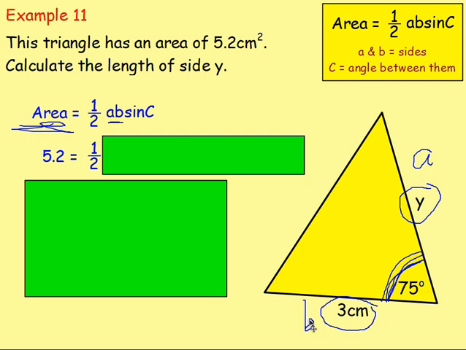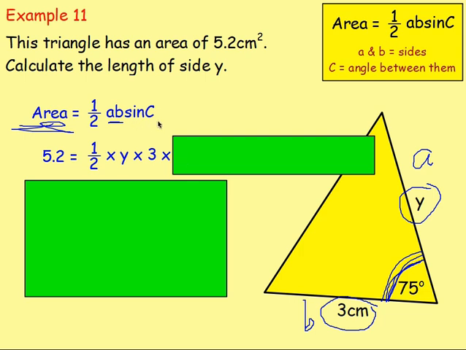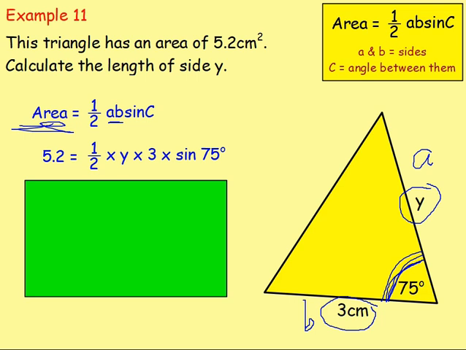Remember the A and the B, it doesn't matter which one's which. One of them in this formula will be replaced with 3, and the other one will be replaced with y. So we can say it's a half times y times 3 times sine of the angle between them. So it'll be times sine 75.